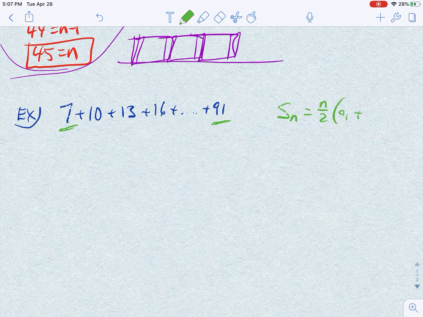Let's try another. What if we had this? 7, 10, 13, 16, all the way up to 91. Well, again, it's easy to locate our first term and our last term. So when we go to this, we know what a1 is, we know what an is, but what is n? Again, it's a bit of a challenge.